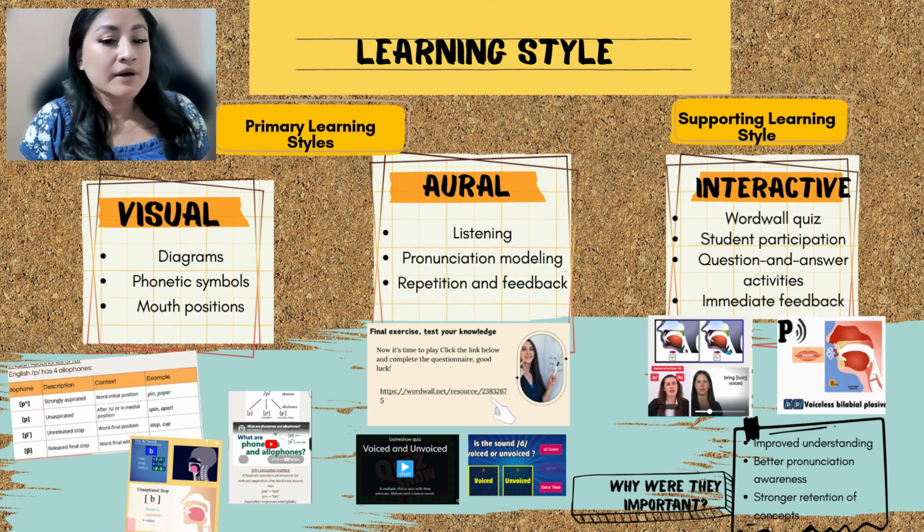First, the visual learning style was evident because the teacher used articulation diagrams, phonetic symbols, and images to explain how the sounds P, B, and G are produced. The visual resources help students understand the position of the speech organs and the airflow during pronunciation.